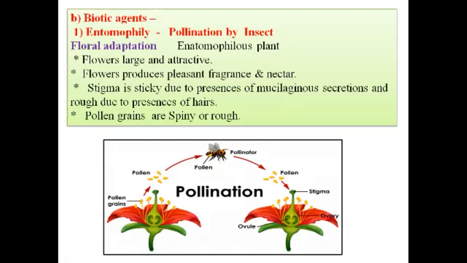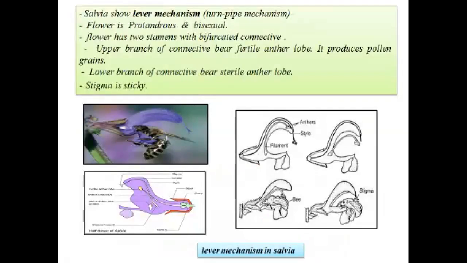So entomophily is pollination by insects. Entomology is the study of insects. Anemophily is pollination by air or wind. Remember, do not confuse these two terms. Then one example is given in your book, that is the lever mechanism in Salvia. In a Salvia plant, the flowers are attractive. In this flower the androecium matures first, then the gynoecium. So it favors cross-pollination.